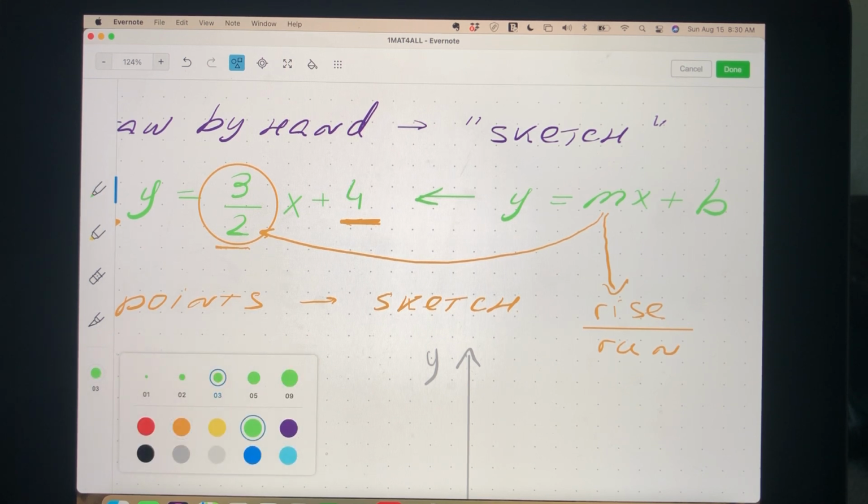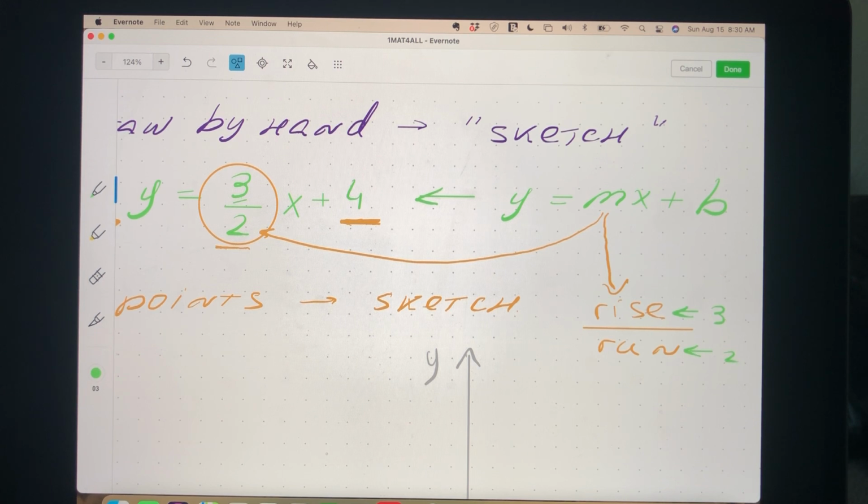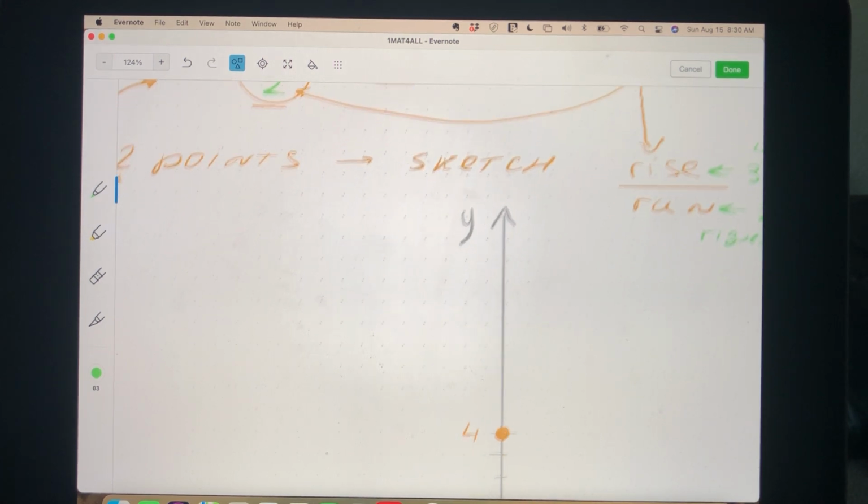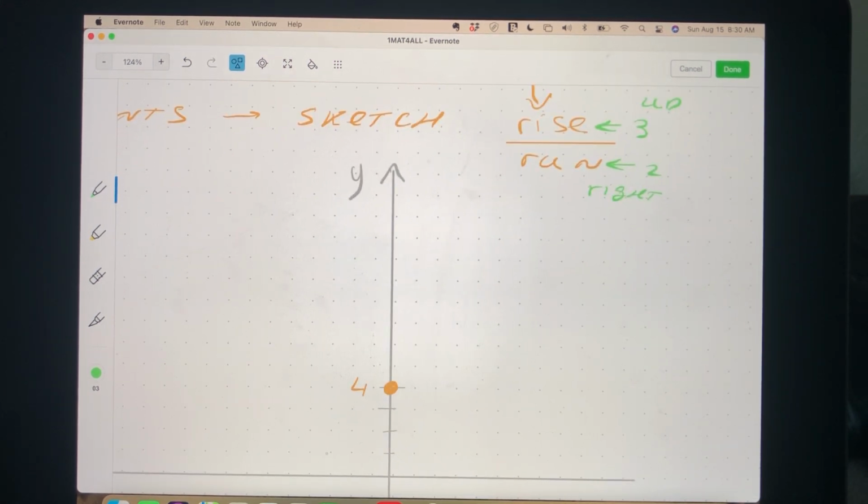Now, the second point says that the rise is 3, and run is 2, which means 3 units up, because this is a positive number. If it was negative, it would be 3 units down, and the run is always to the right. So from here, where we already have 1 point, we count 3 units up, 1, 2, 3 units up, and 2 units to the right, 1, 2 units to the right. That's the second point. With these 2 points, that is enough to make a sketch of a line. So this is our sketch.